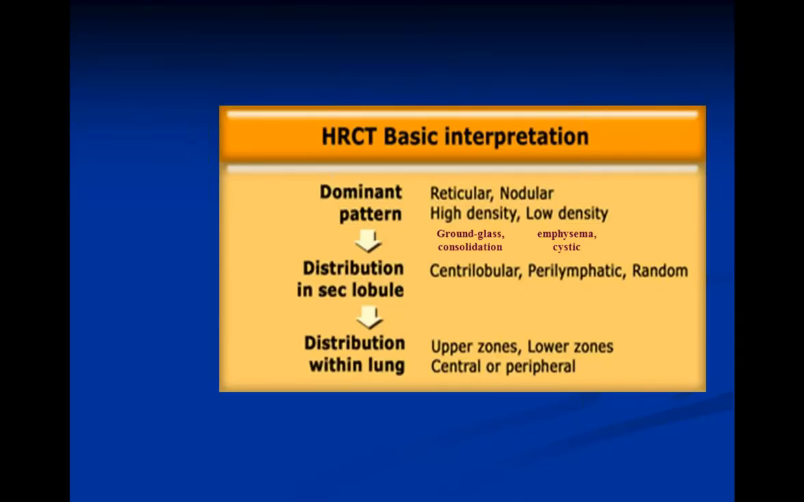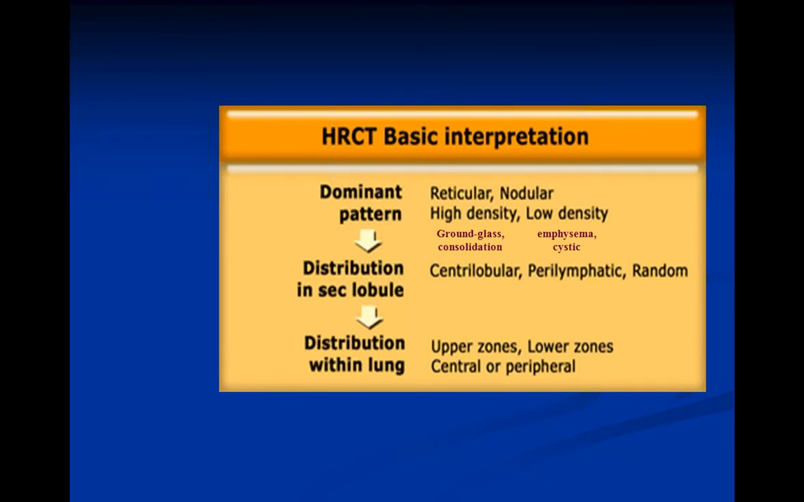So basically, in the CT scan films, to appreciate interstitial lung disease, there are four patterns, like linear, reticular, and reticulonodular. First we have to see which is the dominant pattern, whether reticular or nodular, and whether it is high density or low density. High density pattern is generally seen in ground glass opacity and consolidation. Low density of the lung and interstitium can be seen in conditions with emphysema or cystic lesions.